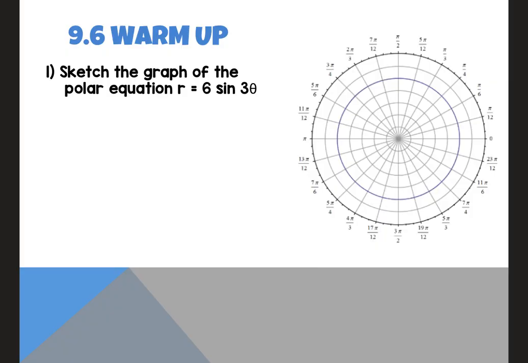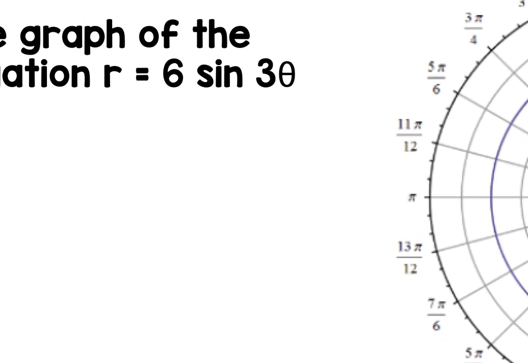So looking at number 1, it says sketch the graph of the polar equation r equals 6 sine 3 theta. What kind of polar function is this? This is 9.6. We did 9.5 already. It's a rose. How do you know it's a rose? You're multiplying something by theta, and it's not r squared. If it were r squared, it would be a limnoscate. But this is just a rose.